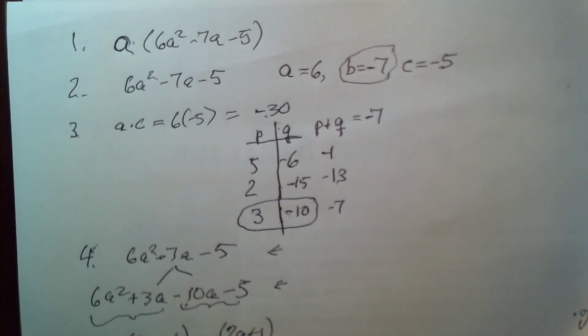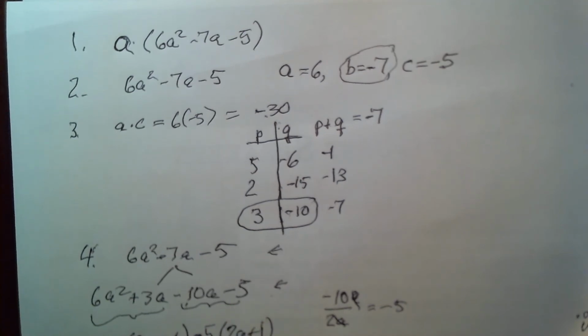We use minus 10a and divide that by 2a. The a's cancel out, and minus 10 divided by 2 is equal to minus 5. So we need to factor out a negative 5. Quick check: minus 5 times 2a is minus 10a, and minus 5 times 1 is minus 5, so we're good.